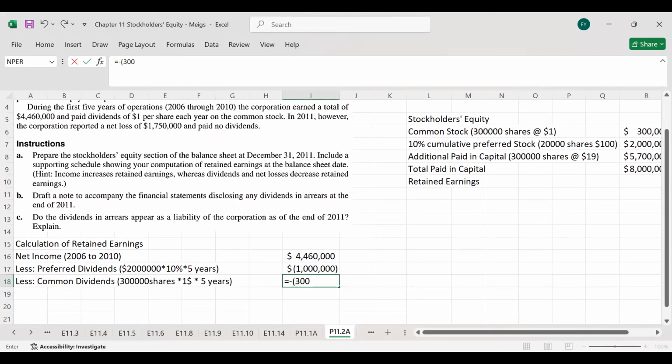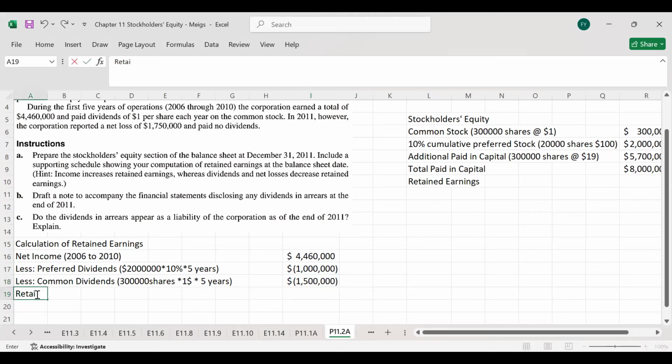We have 300 thousand shares multiply by $1 because $1 is the rate of dividend per share, and then multiply for 5 years. So this is our calculation. 1.5 million is the dividend.